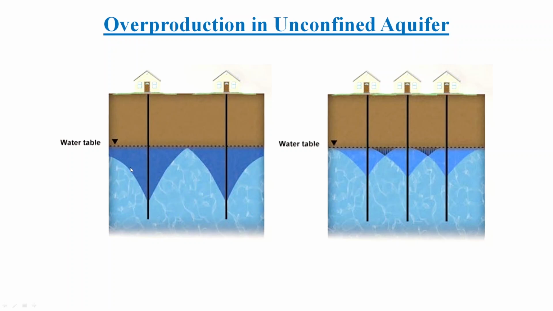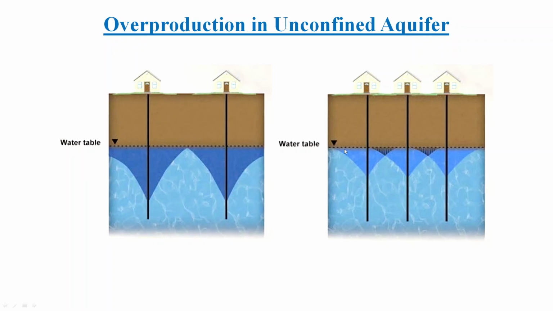Earlier, when there were only 2 or 3 houses in a large area, they also used to discharge water from this aquifer, but in that case the cones of depression did not intersect one another. But now there are multiple homes in that same locality, with multiple wells or pumping systems digging out the water from the aquifer, and the cone of depression forming around each and every well is now intersecting one another.